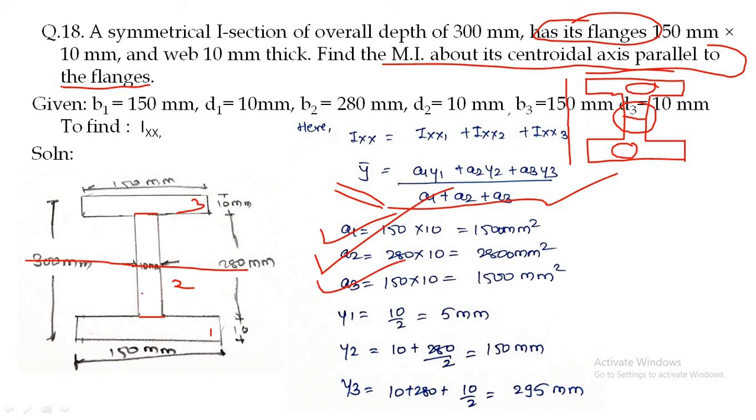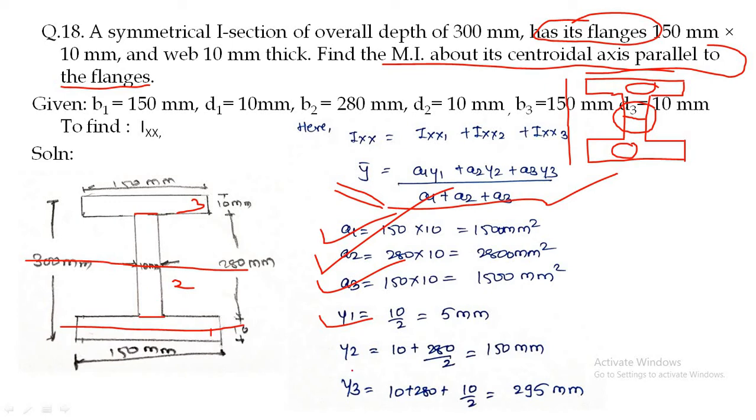Now again, y1. What is y1? Y1 is the position of the horizontal central axis of the first section from the bottommost edge. And how much will that be? It will be half of the height of the bottommost rectangle. So that will give us 10 by 2, and that is equal to 5 mm.